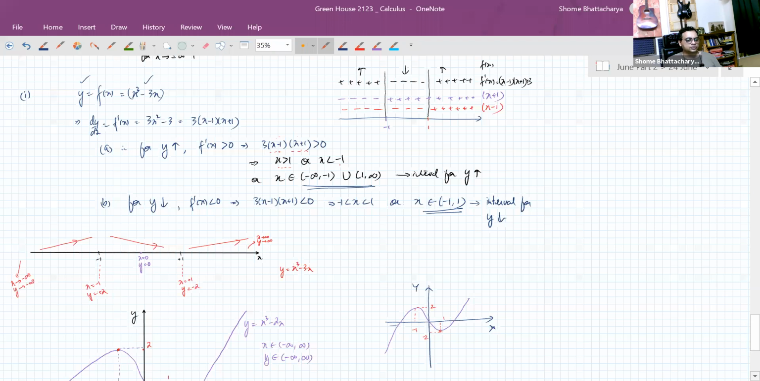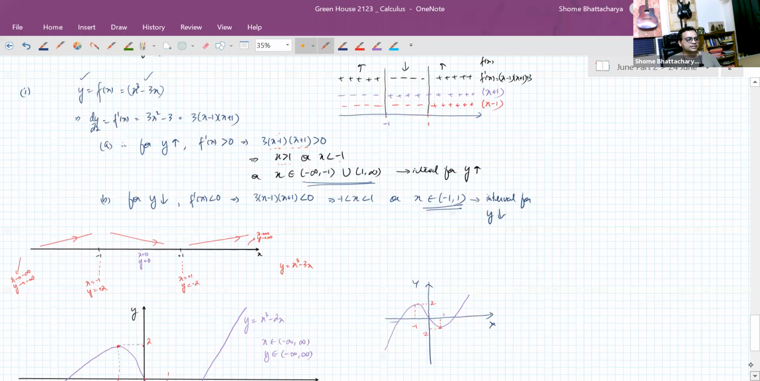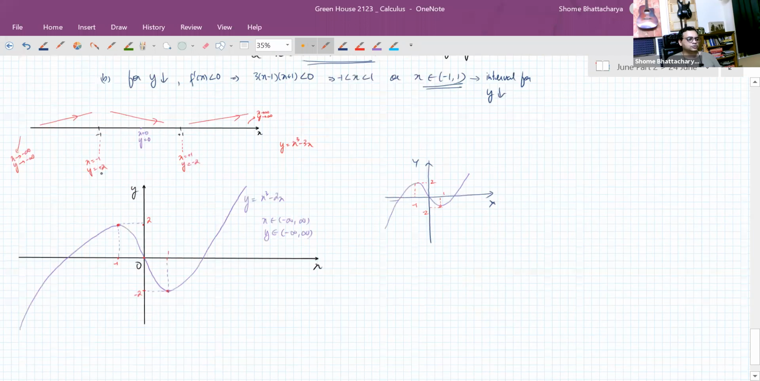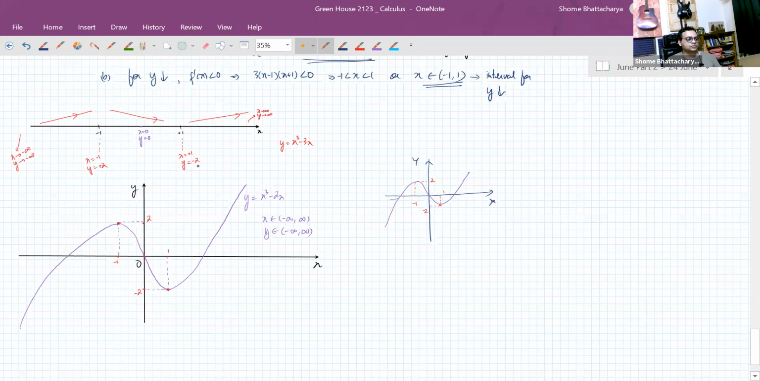Now, to know exactly what it is doing, we have to additionally analyze what is happening at these points. At minus 1 its value is 2, at 1 its value is minus 2, and in between at 0 its value is 0. So that means it's going from minus infinity up to 2, then dropping to minus 2, and then again rising to infinity. So this is now more or less an exact shape you can see.